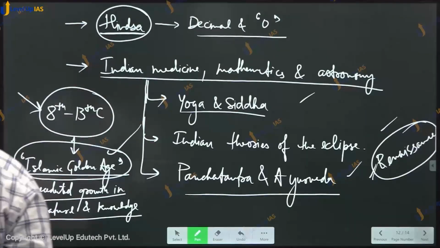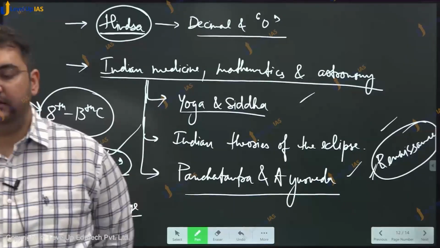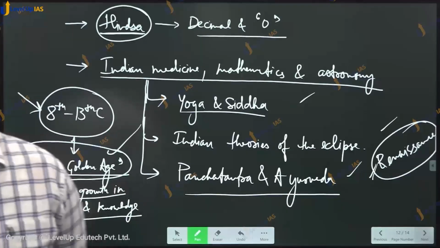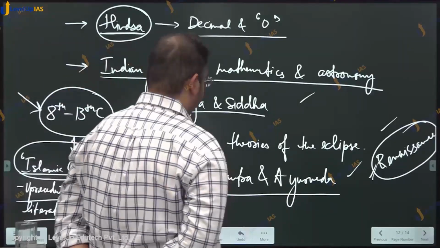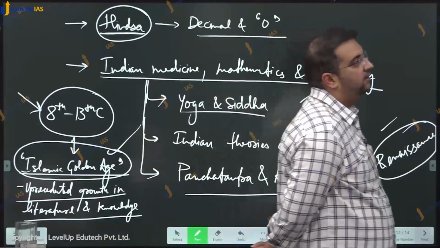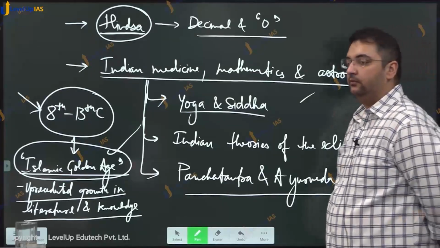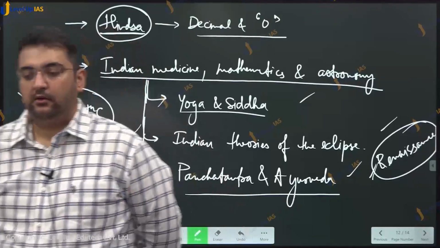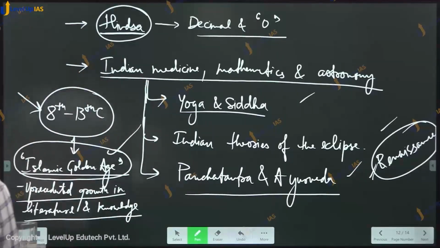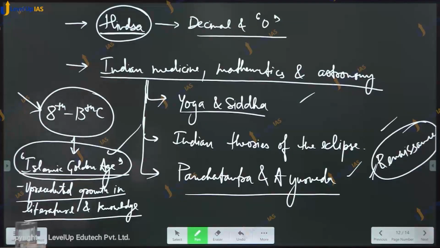Subpoint. The Indian numeral system, within brackets Hindsa, with the decimal and use of 0, was adopted by the Arabs.